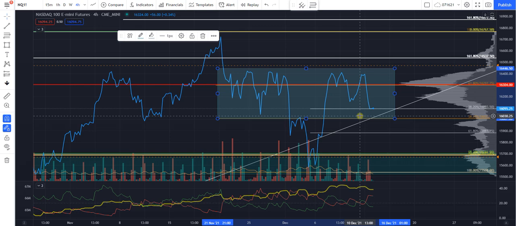All right, looking at the Nasdaq futures chart on a 4 hour, I've changed it into a line drawing just to declutter some of the candles. I want to look at the pattern here. So if we look within the box, we have a left shoulder that's developed.